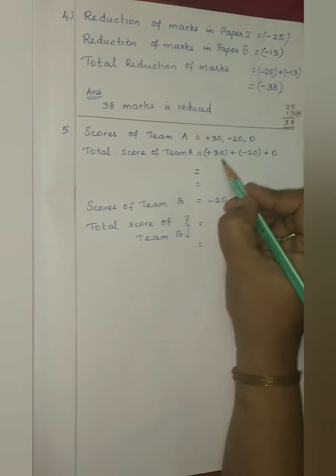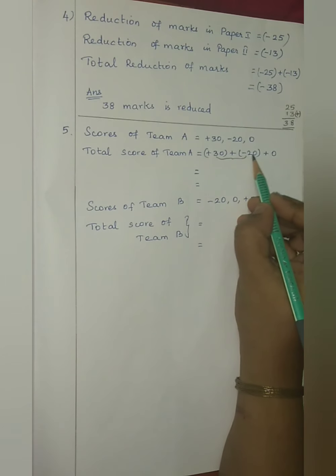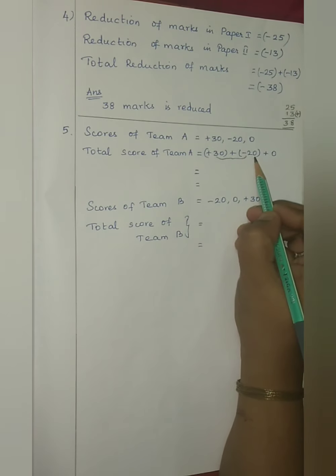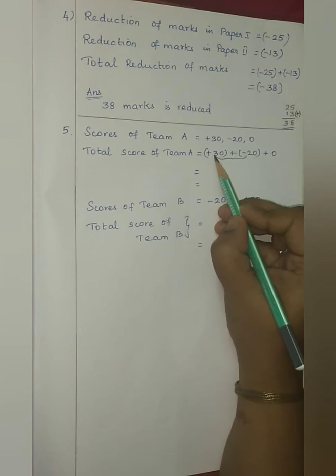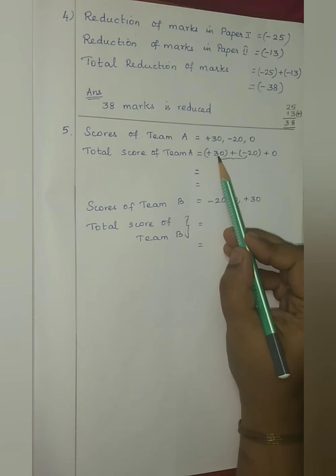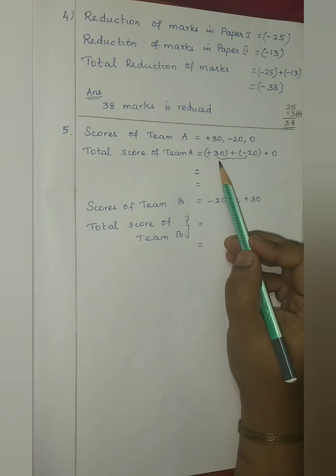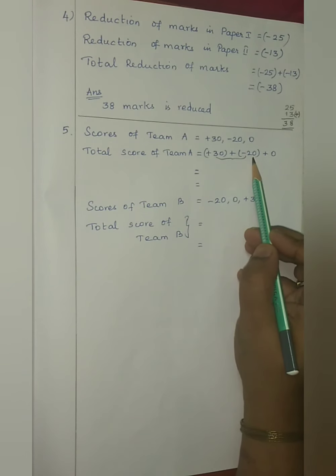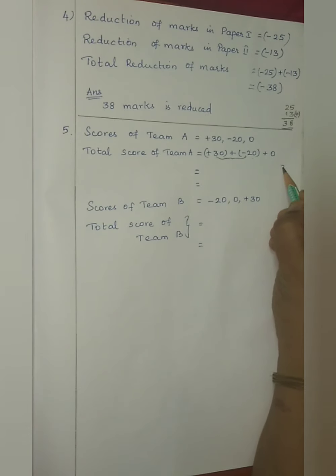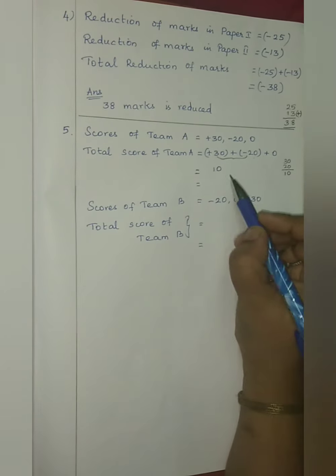First let us add these two scores, plus 30 and minus 20. These two are integers of different sign. So for different sign, what did I tell you? To add integers of different sign, we have to subtract the smaller number from the bigger number. Which is smaller here, 30 or 20? 20 is smaller. So subtract 20 from 30. What will you get? 10. So write 10 and put the sign of the bigger number.